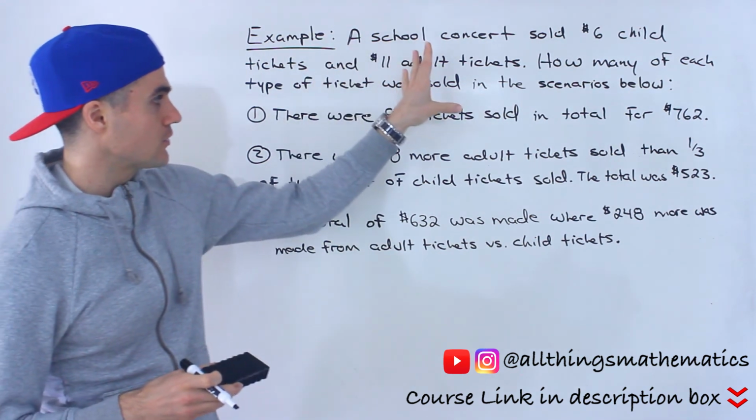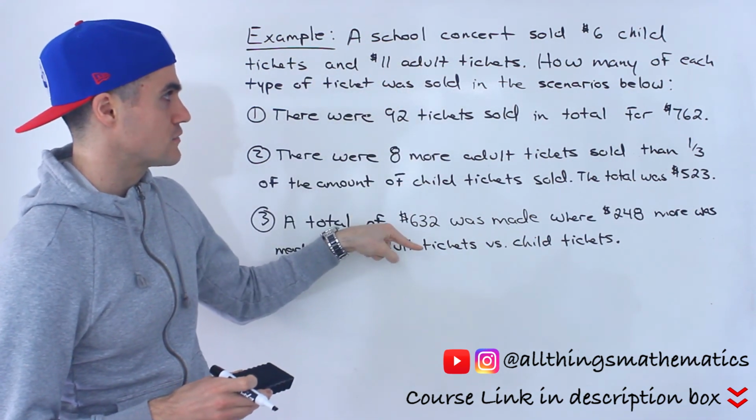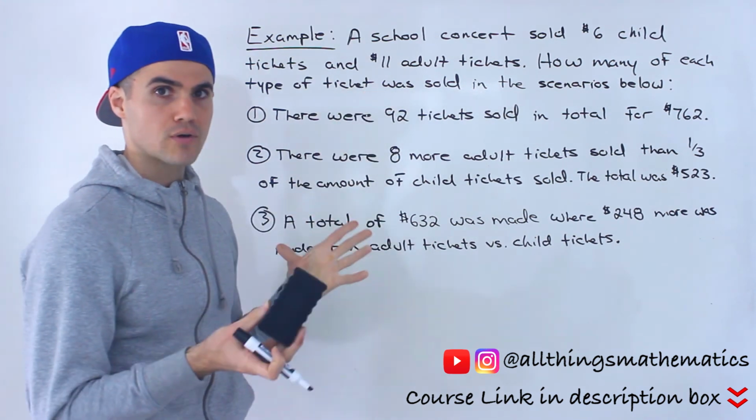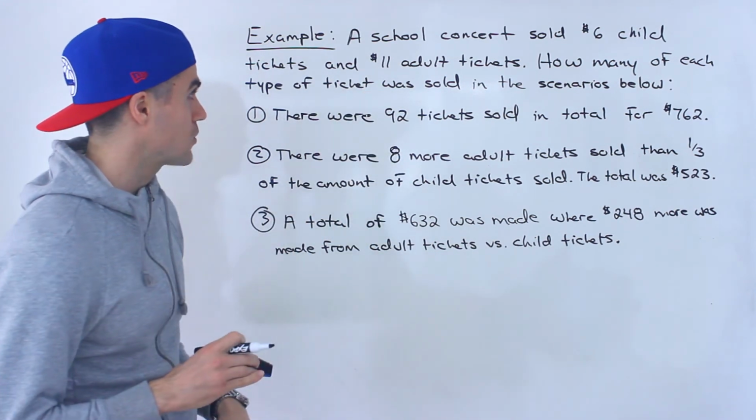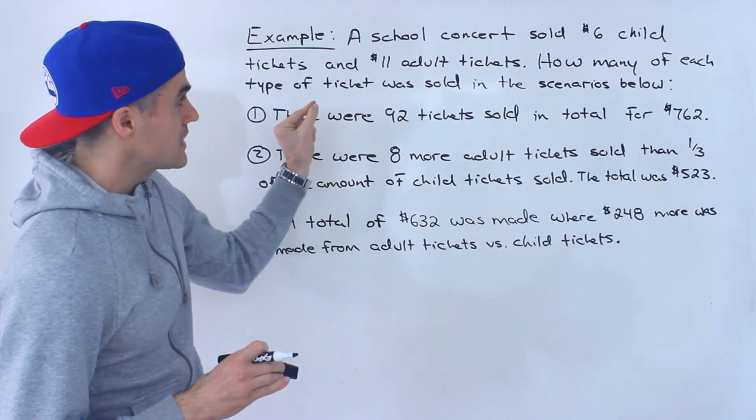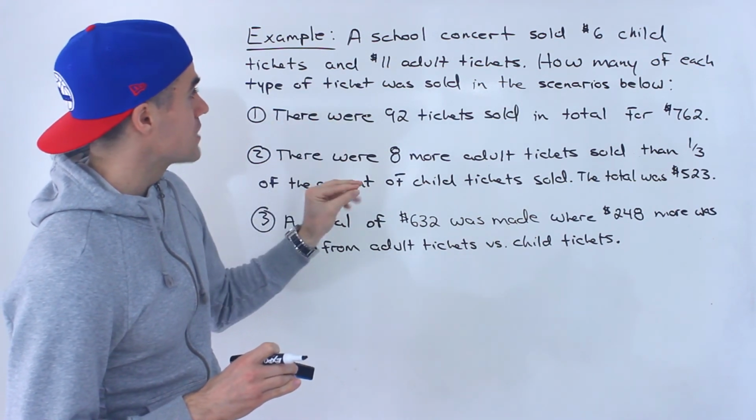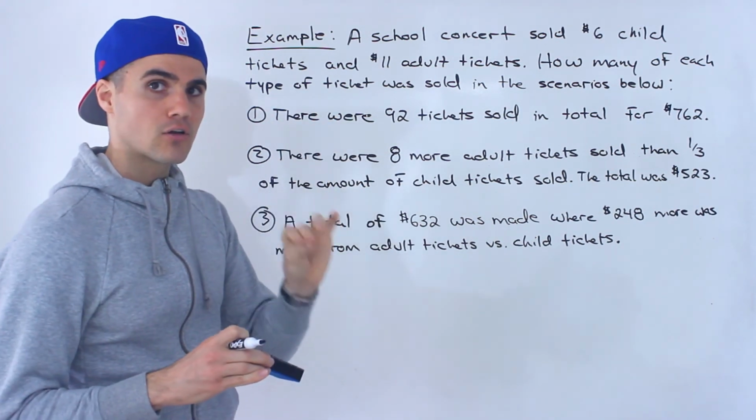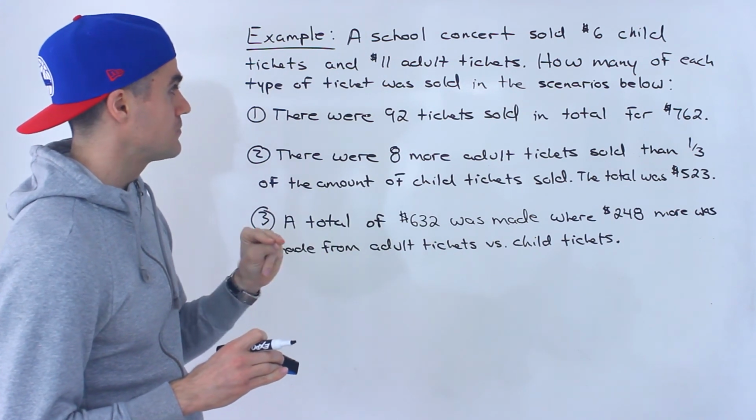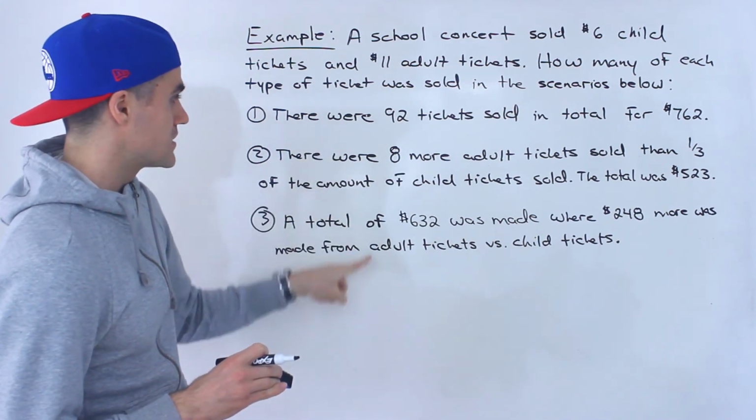And we have a scenario here, and then there's actually three cases for the same scenario. So it's like three different types of questions combined into one. So let's say a school concert sold $6 child tickets and then $11 adult tickets. How many of each type of ticket was sold in the scenarios below?